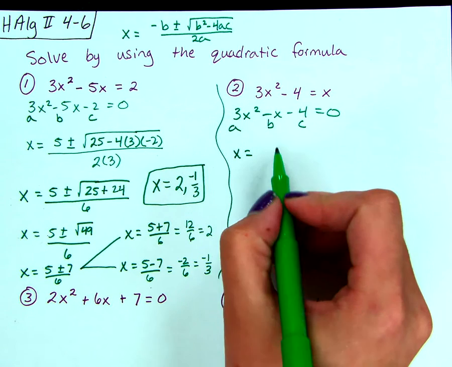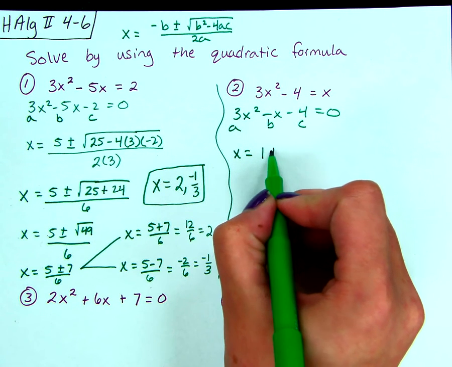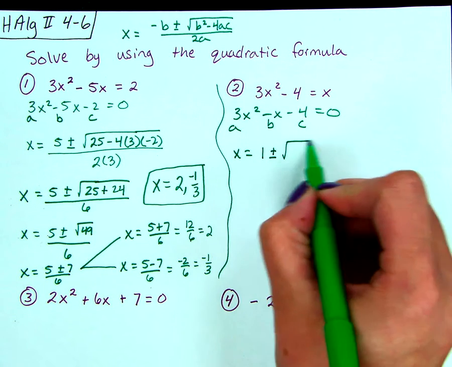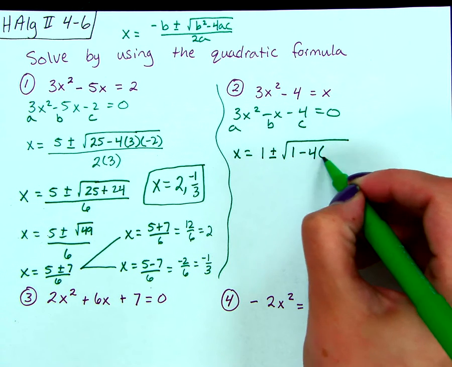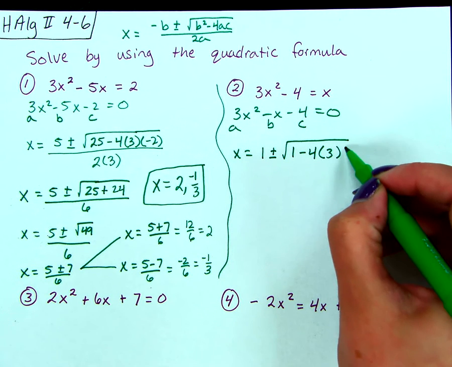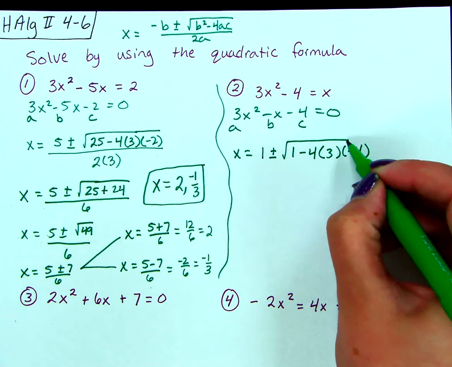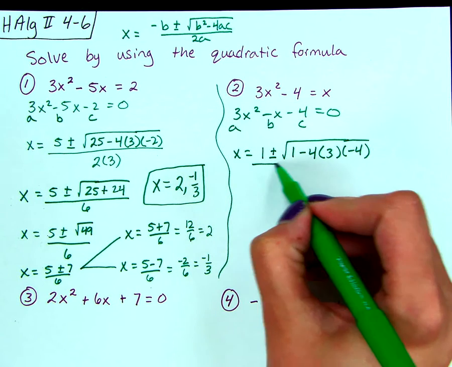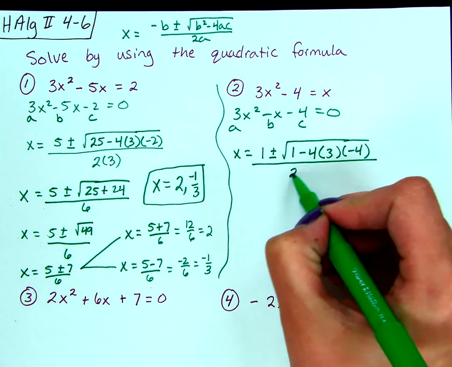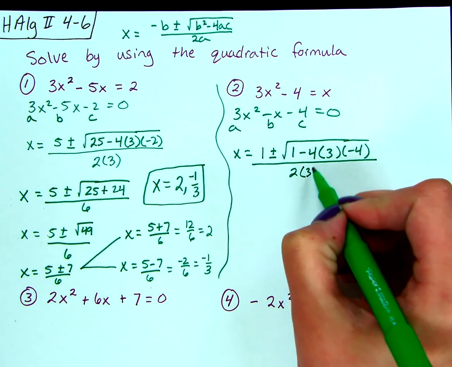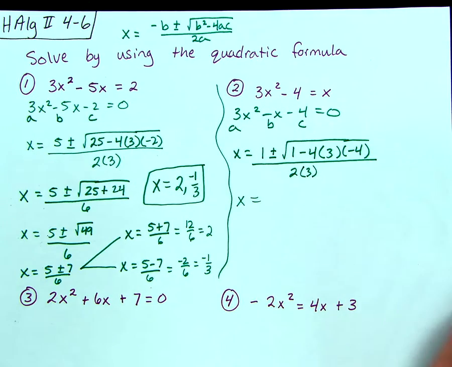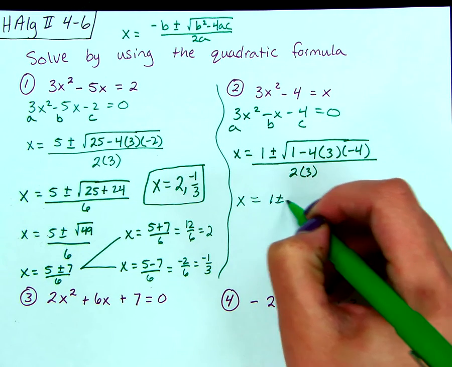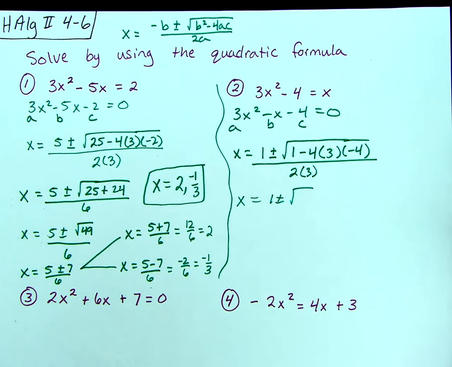So the opposite of negative 1 is positive 1, plus and minus. The square root of negative 1 squared is 1, minus 4 times a, so that's 3, times c, which is negative 4. And then that is all over 2 times a, so 2 times 3. Okay, so again, we are going to work on simplifying. So 1 plus minus, and then square root.